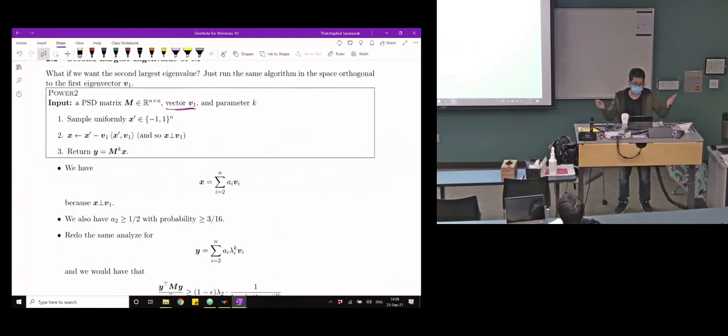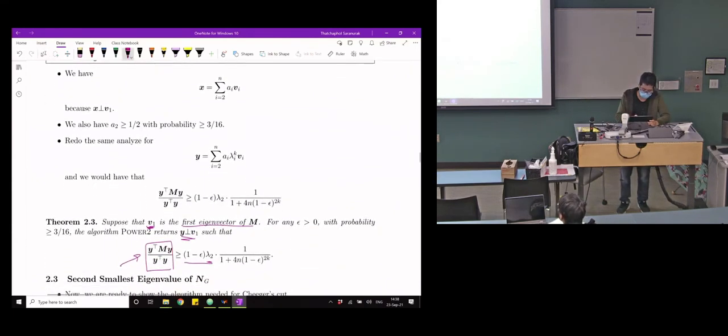It's going to be almost the same. You start with a random x, but you make x orthogonal to v1 just by removing the direction of v1 from x. Now apply the same algorithm, but now the algorithm will just work inside the space which is orthogonal to v1. Use the same analysis. That's how you get this y.